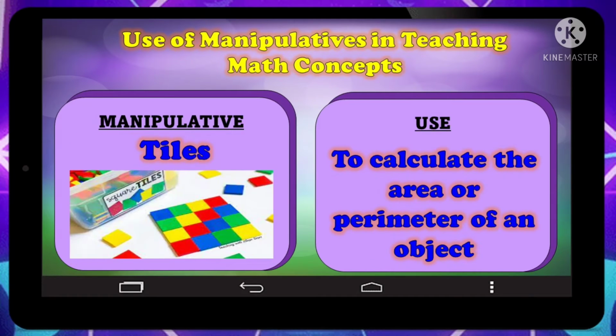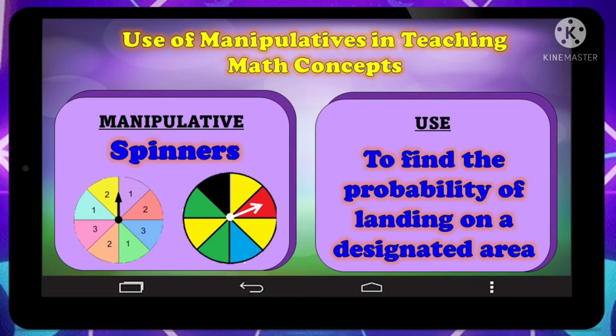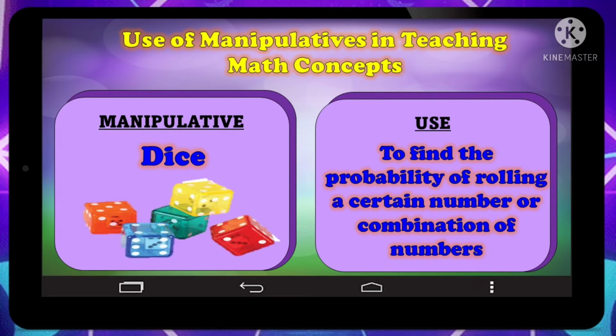These are the tiles, which are used to calculate the area or perimeter of an object. There are also spinners, which are used to find the probability of landing on a designated area. And lastly, we have the dice to find the probability of rolling a certain number or combination of numbers.